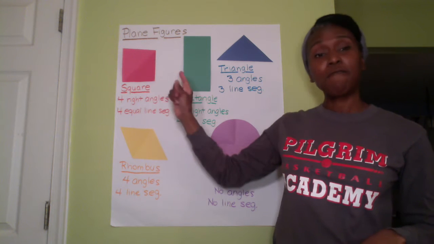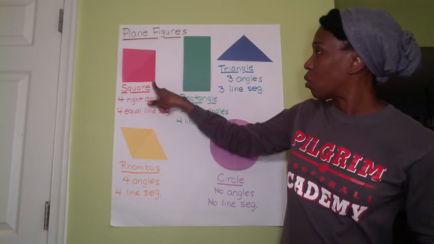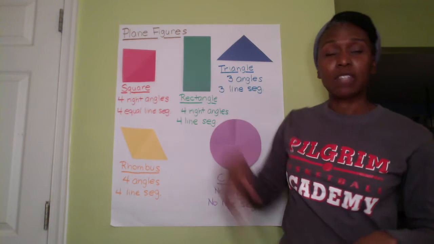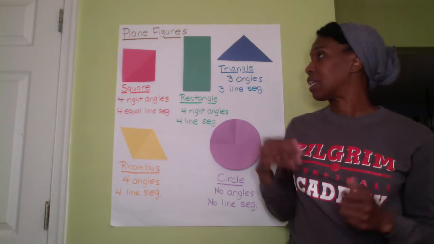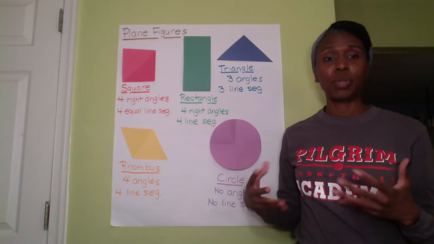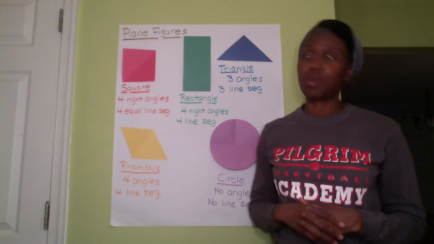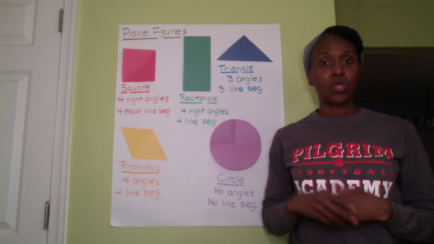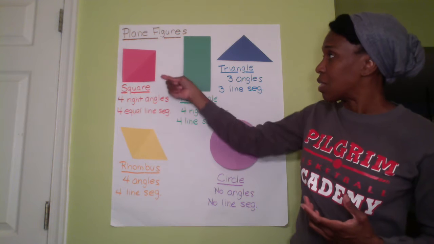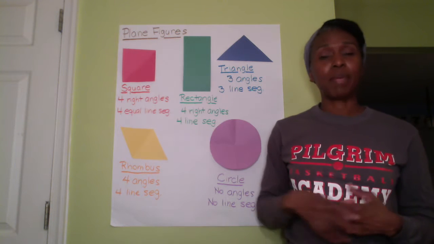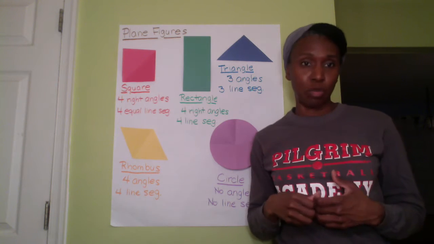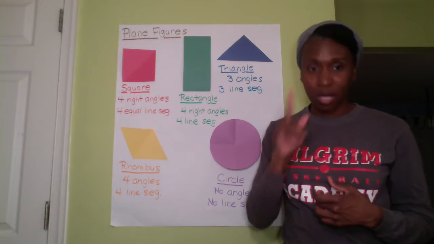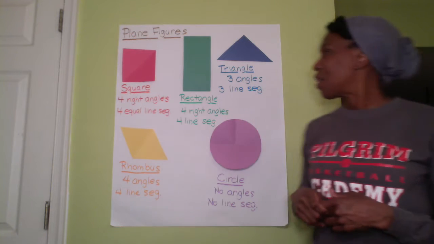Well, a square has four of these. We see one here, 1, 2, 3, and 4. It has four right angles. That means that if I took a protractor to it, it would measure exactly 90 degrees. It also has four equal line segments. So if I was to take my ruler and measure the two sides, the top and the bottom, they would all have the same measurement. Okay, so a square, four right angles, four equal line segments. Very important.